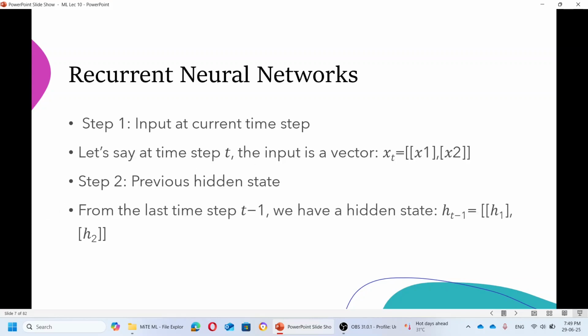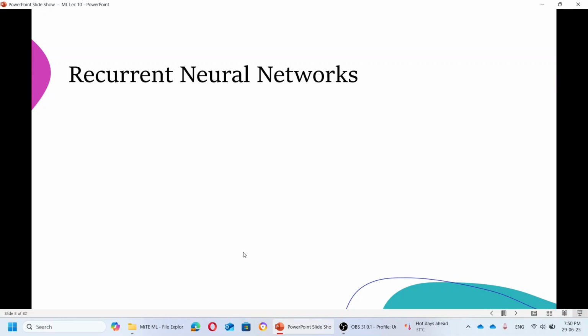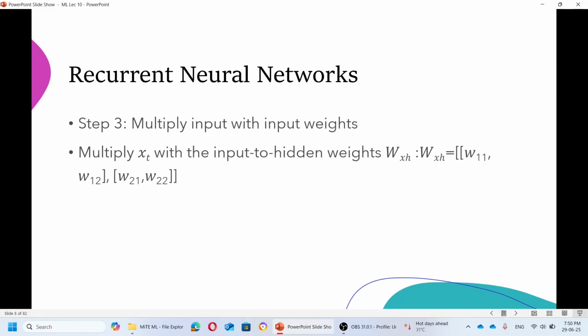So for the input at the current time step, let's say at time step t, the input vector xt is equal to x1 and x2, and the previous hidden state from the last time step t minus 1, ht minus 1, is h1 and h2. Multiply input with input weights. We simply multiply the input with input weights, as we have seen in CNN and FNN.